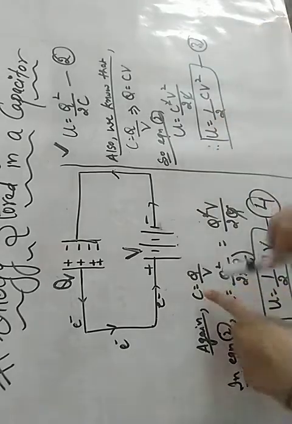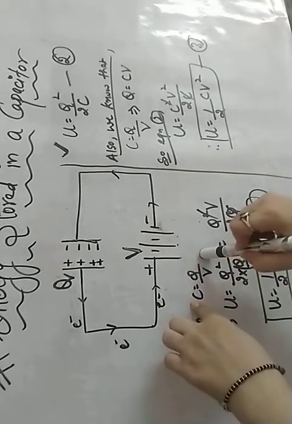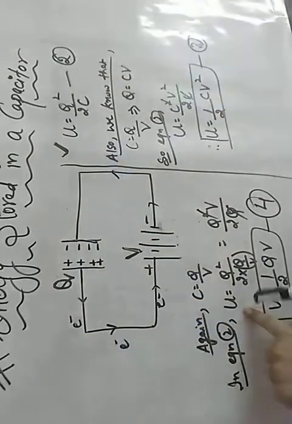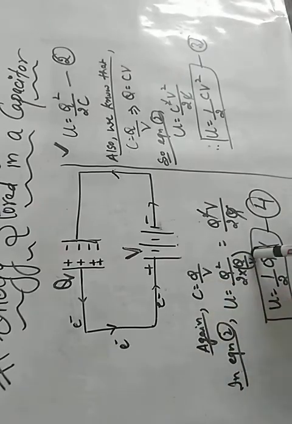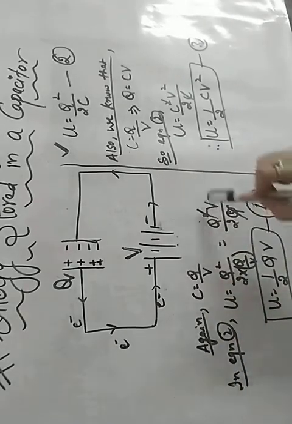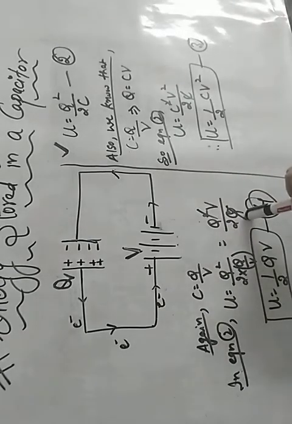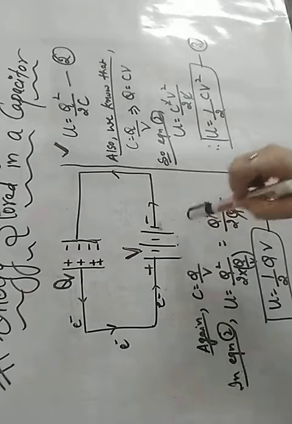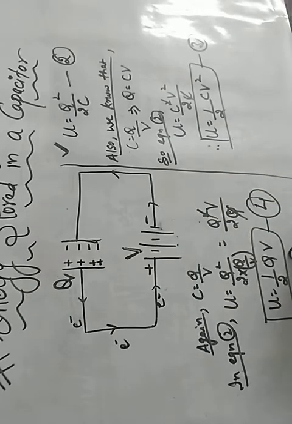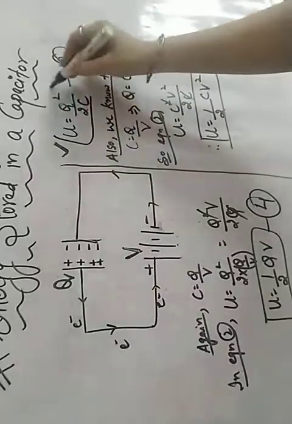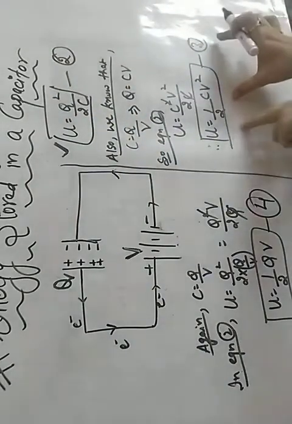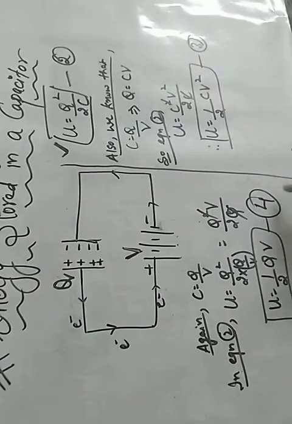Now again, if we put the value of C, that is Q upon V, into the second equation, what do we get? U equals Q square upon 2 into Q upon V. This V goes to the numerator, so it becomes Q square V over 2Q. Now one Q will cancel with the numerator Q, and we will have half QV. So we have three formulas for energy stored in a capacitor. One formula is equation number 2, one is given in equation number 3, and the other is given in equation number 4.